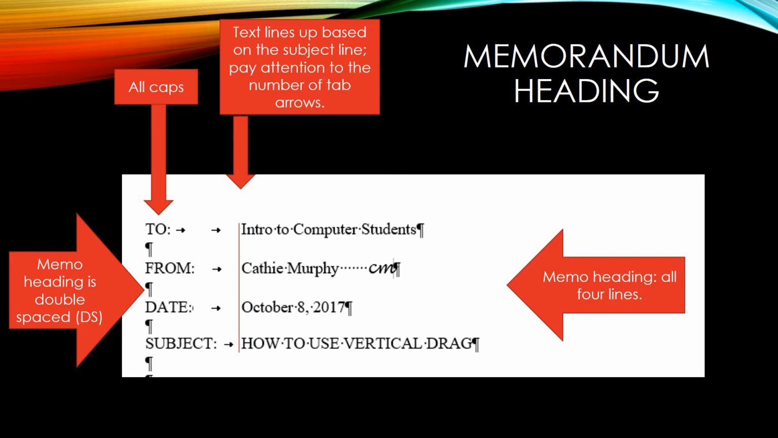Also notice that after the word Kathy Murphy, there is an initial. When you write a memorandum, after you have proofed it, then you will sign it with your initials. Now, in this case, because this was on the computer, I used a text. I actually typed it in and then added a font style to it. You would normally not do that.